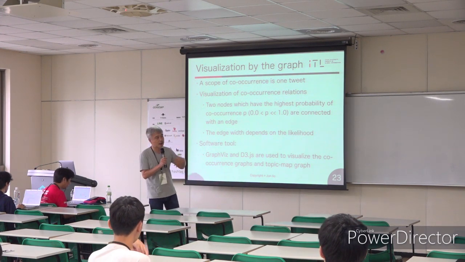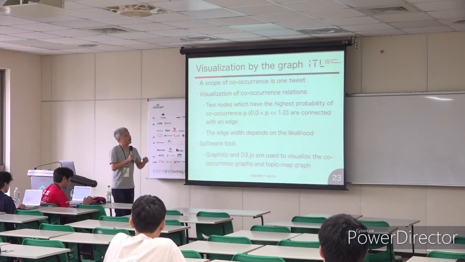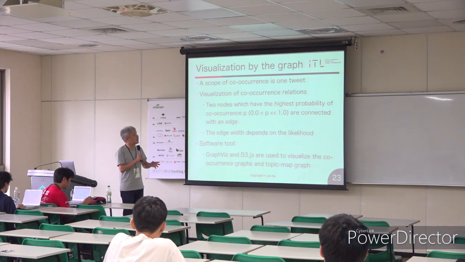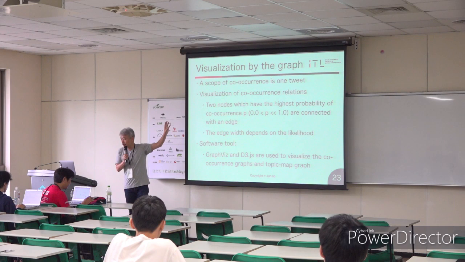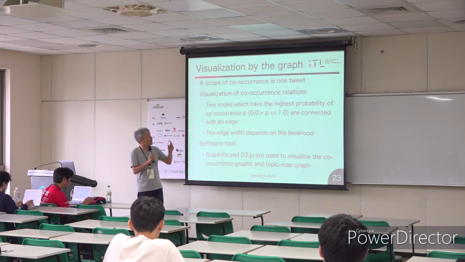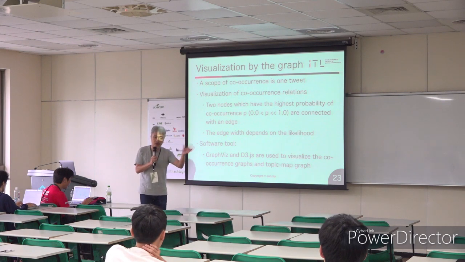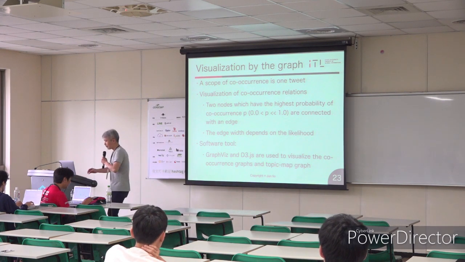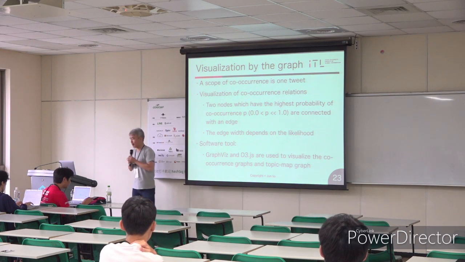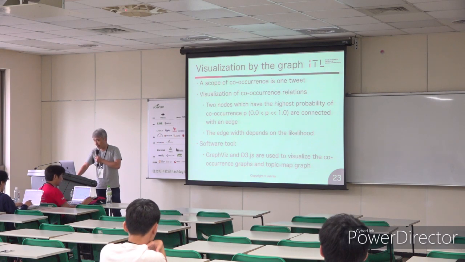In this study, the scope of co-occurrence is one tweet. Visualization of co-occurrence relation is like this. Probability of co-occurrence is connected with an edge. The edge width depends on the likelihood of two nodes. We use Graphviz and P5.js in order to visualize the co-occurrence network.